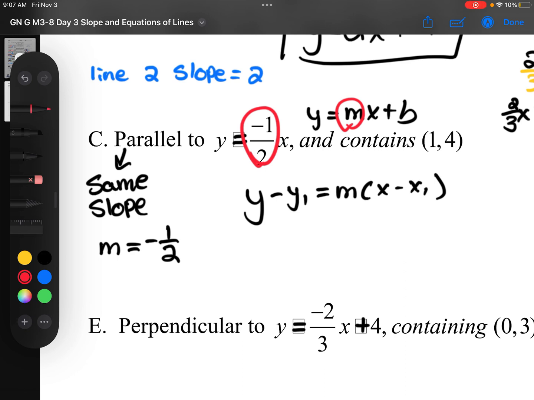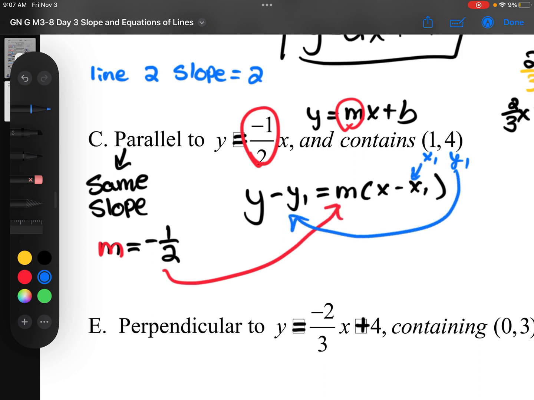We know an x and a y coordinate. We know x1 and we know y1. So all you have to do is plug these in, because you also know your slope here, okay? So all we're doing is replacing these and plugging these in. The 1 is going to go there and the 4 is going to go there. So what we're going to rewrite is y minus, and then we plug in the first y coordinate, and this is going to be equal to the slope, which is -1/2, times x minus, plugging in the x1, which is 1.